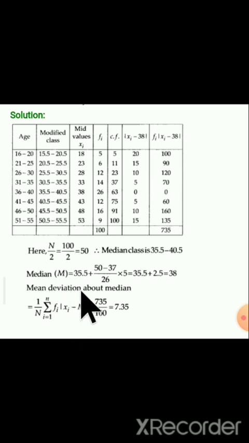Therefore, for the mean deviation about the median, first calculate these two columns, that is the modulus of xi minus M, and next fi into xi minus M, and we will get 735. Therefore, the mean deviation about the median equals 735 divided by 100, that equals 7.35. So this is the required answer, and this is the last question in Exercise 15.1. In the next class we will continue with the remaining syllabus.